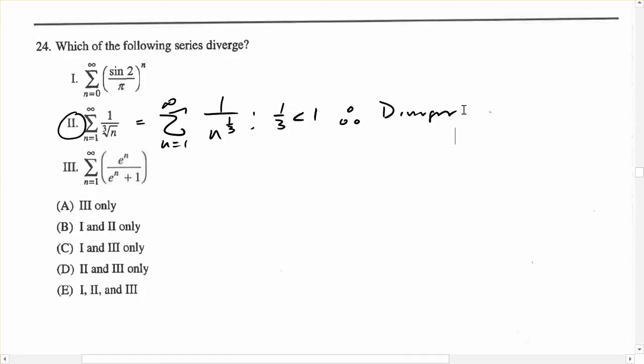So which ones can you get out of there? Oh, so it's which of the following series diverge? So it has to be... So you can take out A. You can take out C. So you can take out 2 of them already. Which one do you want to look at next? Let's look at 3.